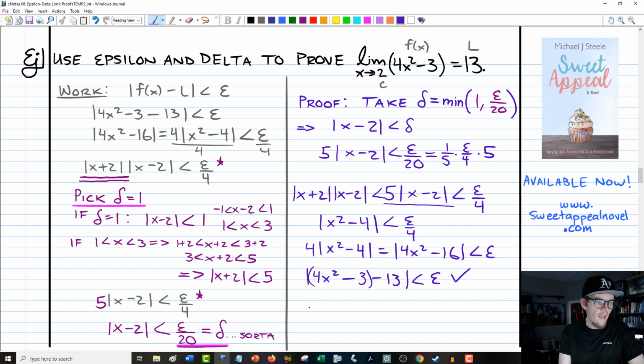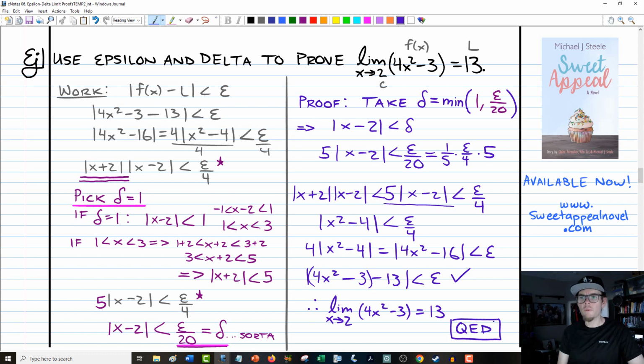It's good to go. And we can therefore state that our limit as x approaches 2 of 4x squared minus 3 is equal to 13. And I'll just finish that off with a quick little QED. So there we go. So in this case, too, we've gotten our limit proven. We've got everything there.